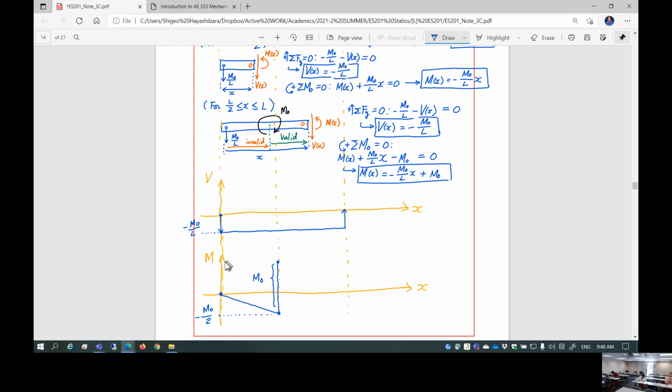So as a result, what is this value right here? Positive M0 over 2, right? Correct. And then shear doesn't change. That means the slope still remains the same. So what happens here is, again, constant slope, straight line, all the way to here, going back to 0. So this is the moment diagram. Okay. So any question here?